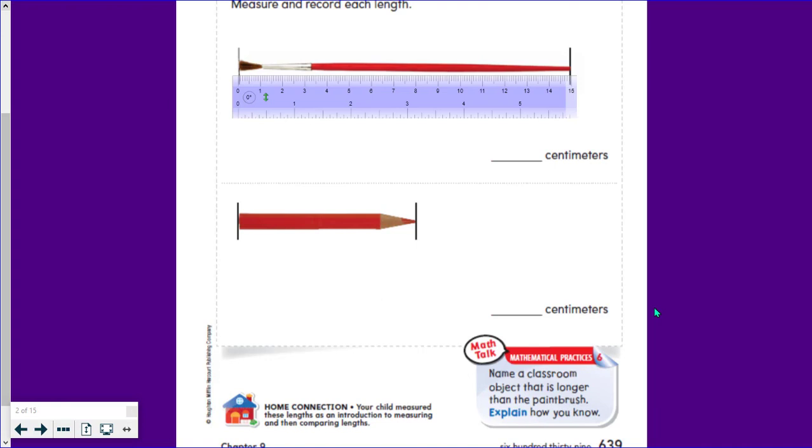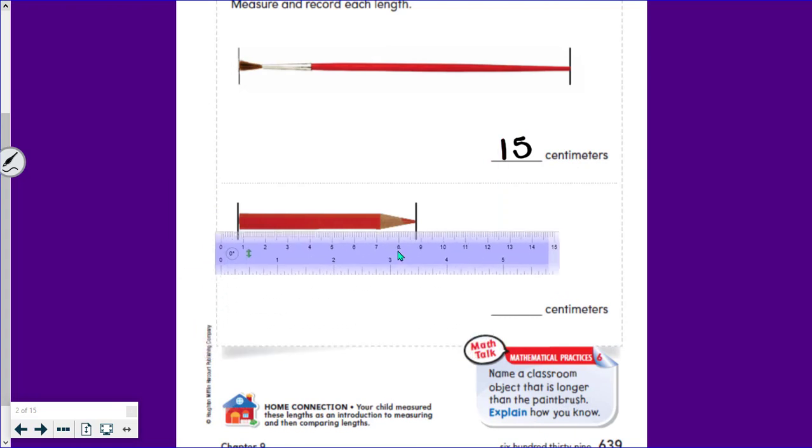All right, so for the paintbrush, you can see my ruler's already lined up, and it comes out to about 15 centimeters. And you should have gotten that. And so for the next object, we're going to measure the colored pencil and make sure that this end is on the 0. And so the colored pencil, you should have gotten about 8 centimeters.